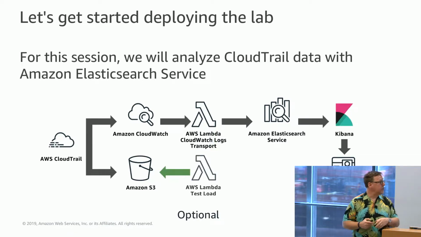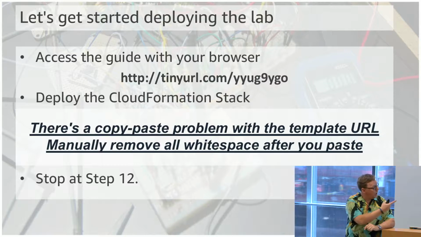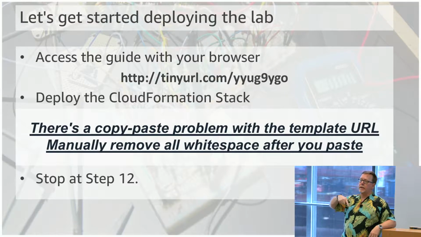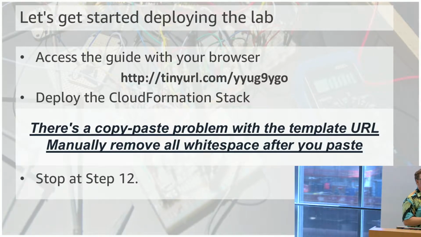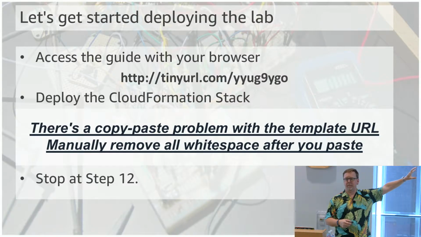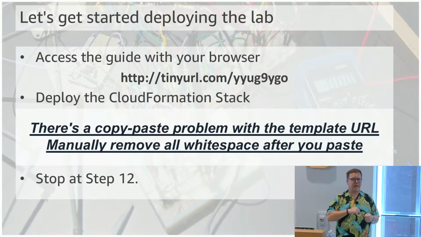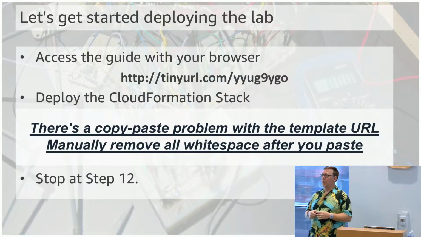We have a CloudFormation template, and so let's go ahead and get started. The URL is there. That is the lab guide. So please go to that URL, and you can access the guide. You can download the guide however you like. There is a known problem with the guide which I can't figure out, and if anybody knows how to figure it out, please tell me. When you copy-paste the CloudFormation template name, it inserts random white space, so CloudFormation doesn't think it's an S3 URL. After you copy-paste the URL, you'll have to delete the white space manually. Apologies for that. Stop at step 12.